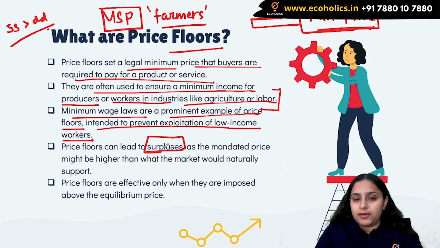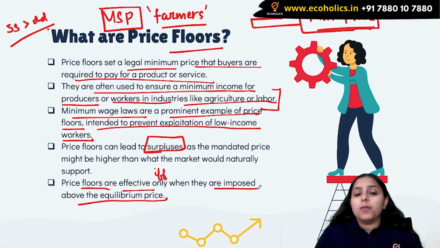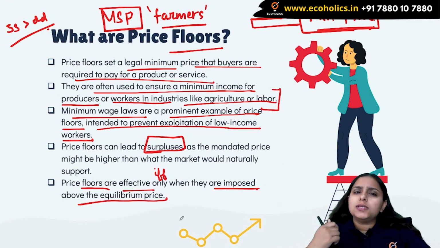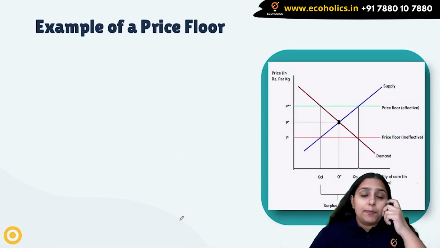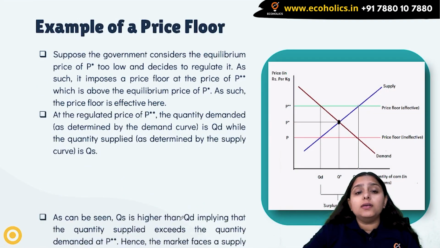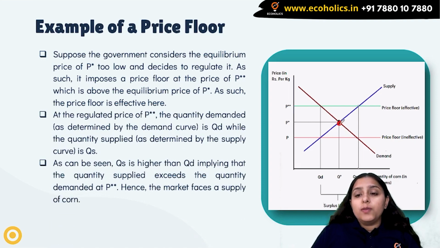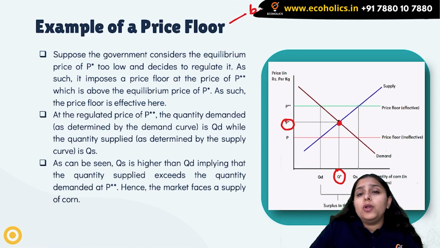One thing to keep in mind is that price floors are effective if and only if they are imposed above the equilibrium price. Now, what is the reason? Why are price floors only effective when they are imposed above equilibrium price? Let us see that. So here in the example again, you can see a demand curve and a supply curve. So equilibrium is attained here at P star and Q star. Now let us say you impose a price floor below equilibrium price. Below equilibrium price, now what will happen?